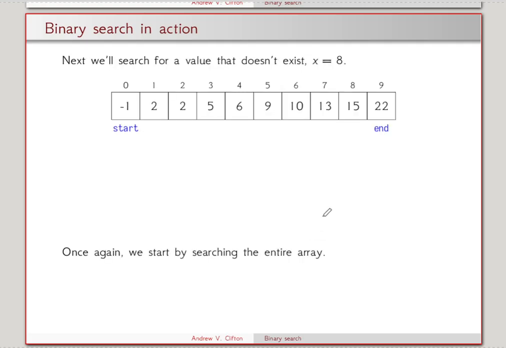Now let's do a search for a value that does not exist, like an 8. We're searching for 8, and there are no 8s in this array. So we begin with no idea where it might be. It could be anywhere between index 0 and index 9.